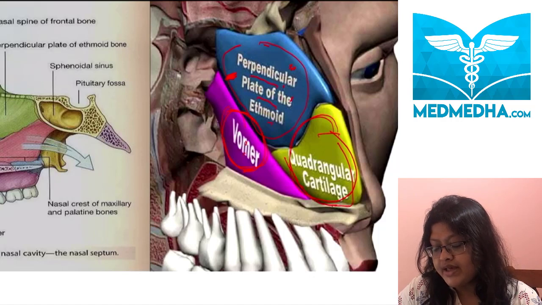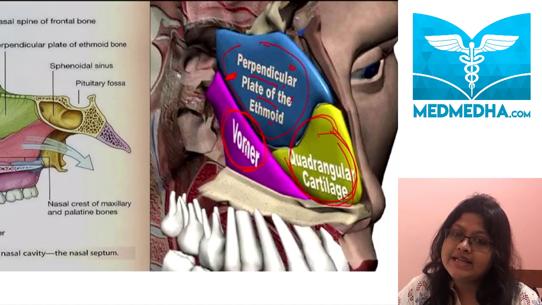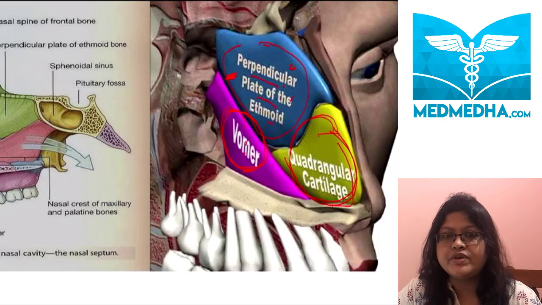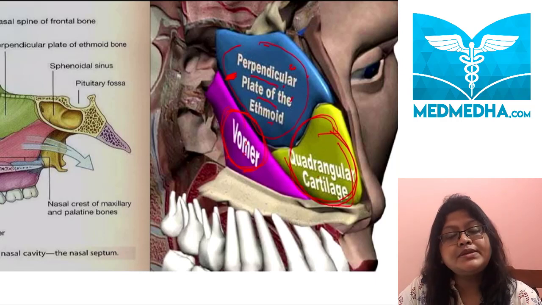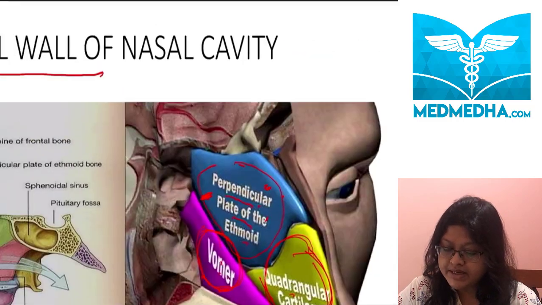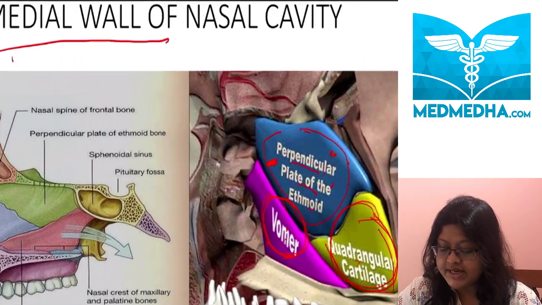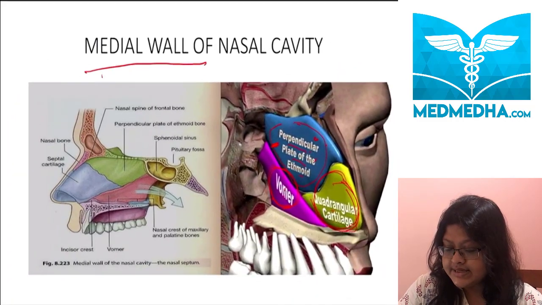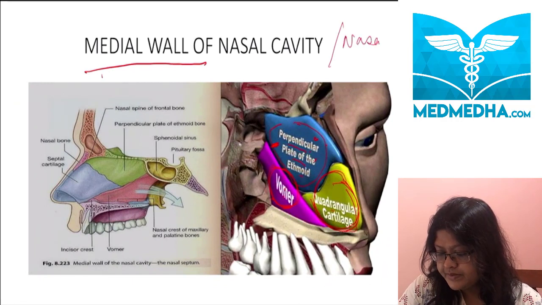There is also the quadrangular cartilage, which is anterior and inferior. So, these are the principal parts which are forming the medial wall of the nasal cavity, the nasal septum.